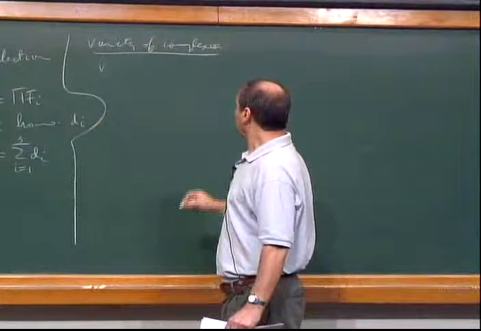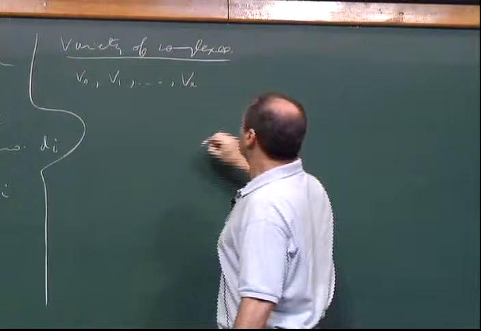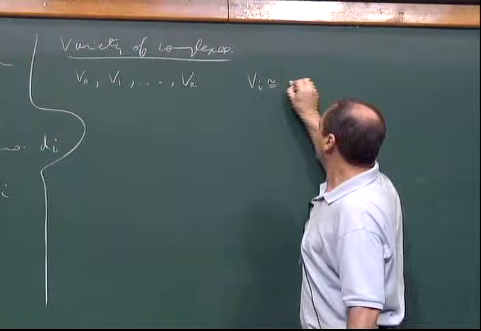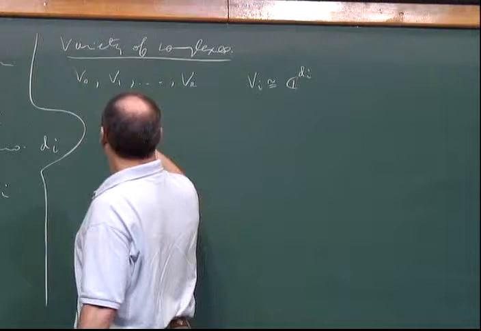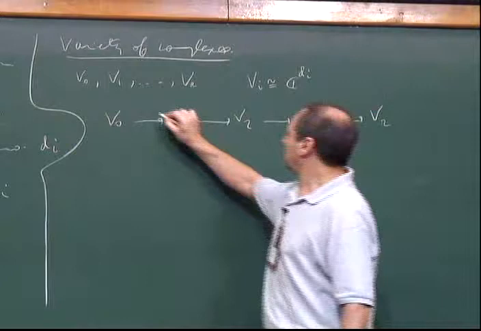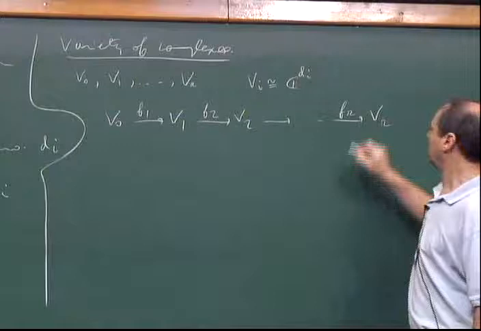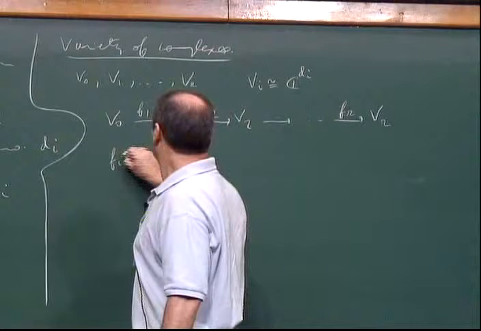We will fix some vector spaces. So V_i is just C to the d_i, vector spaces over C of dimension d_i, and we will look at collections of maps like this: f_1, f_2, up to f_r. So the vector spaces are fixed, but the maps, the f_i's, are linear maps, and these will vary.